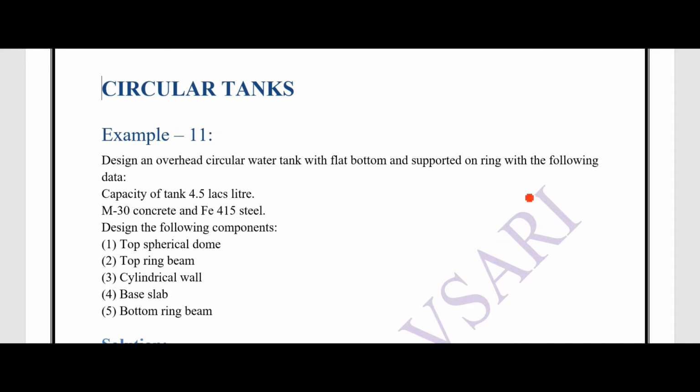Here is the example, but in this example you can see there are two more designs, 4 and 5, but we are going to learn only these three designs, which are the top spherical dome, top ring beam and cylindrical wall. So let's start with the design.